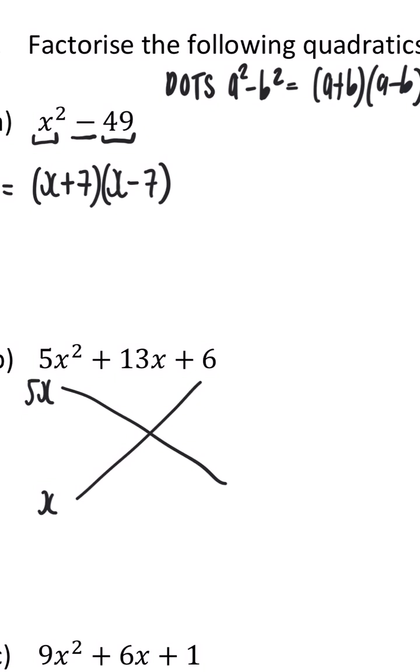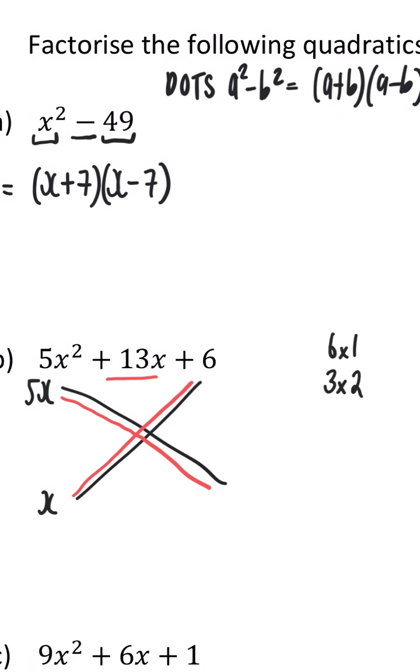And when I do 5x times by this one plus 1x times by this one is going to give me positive 13x. Now I know both of my numbers here and here are going to be positive because they multiply to give me a positive and they add to give me a positive, so there's definitely no negatives involved. I'm thinking to myself, what are the factor pairs of 6? It's either 6 and 1 or it's 3 and 2.